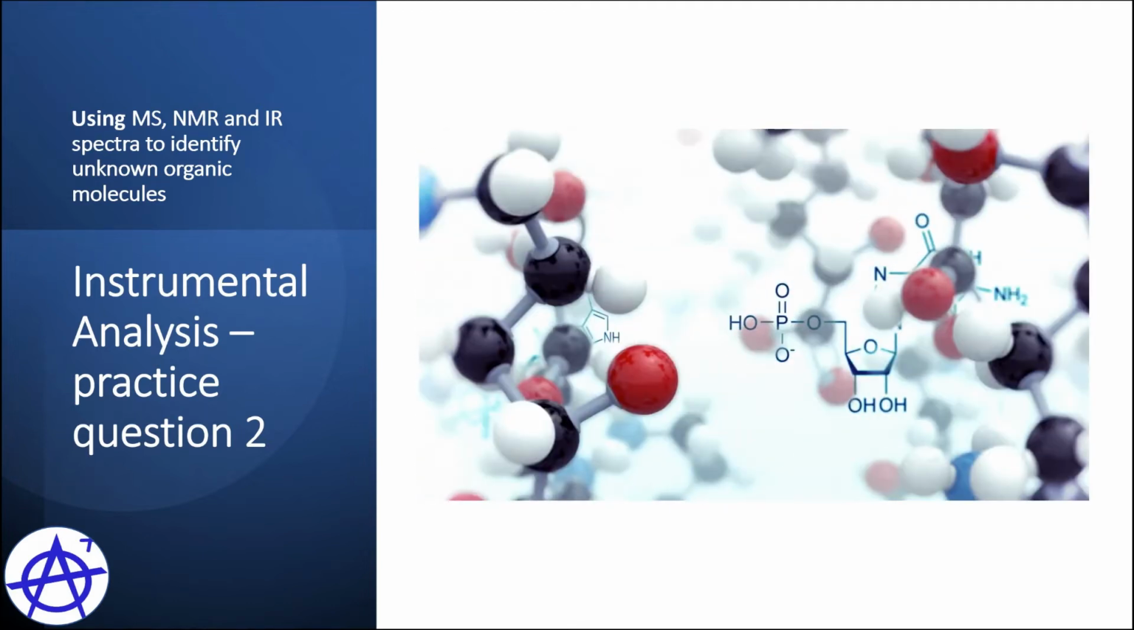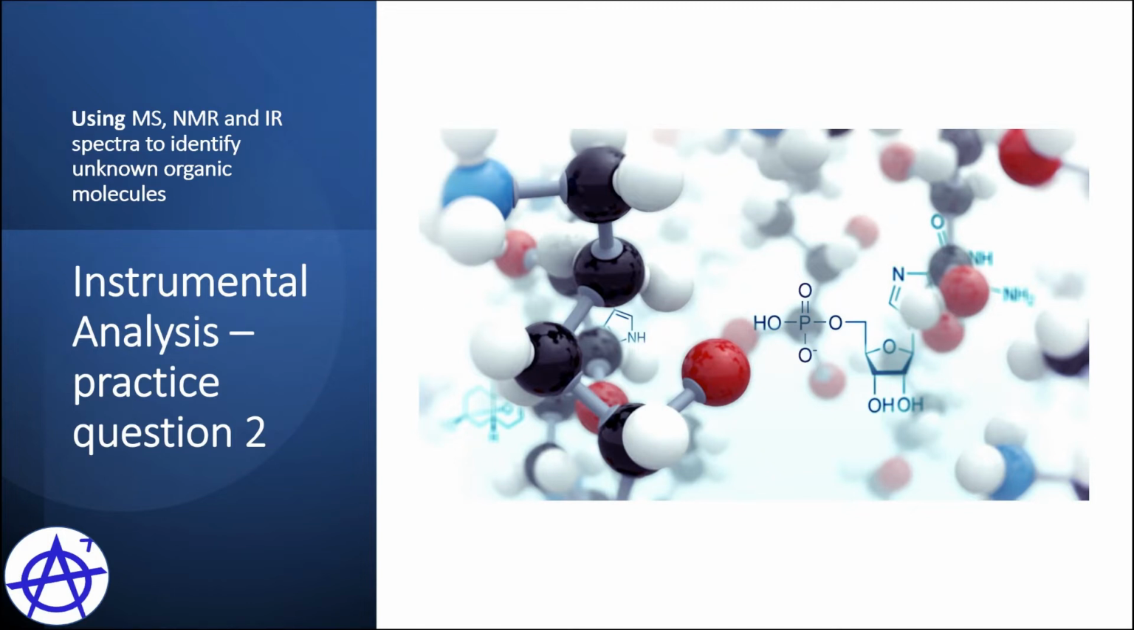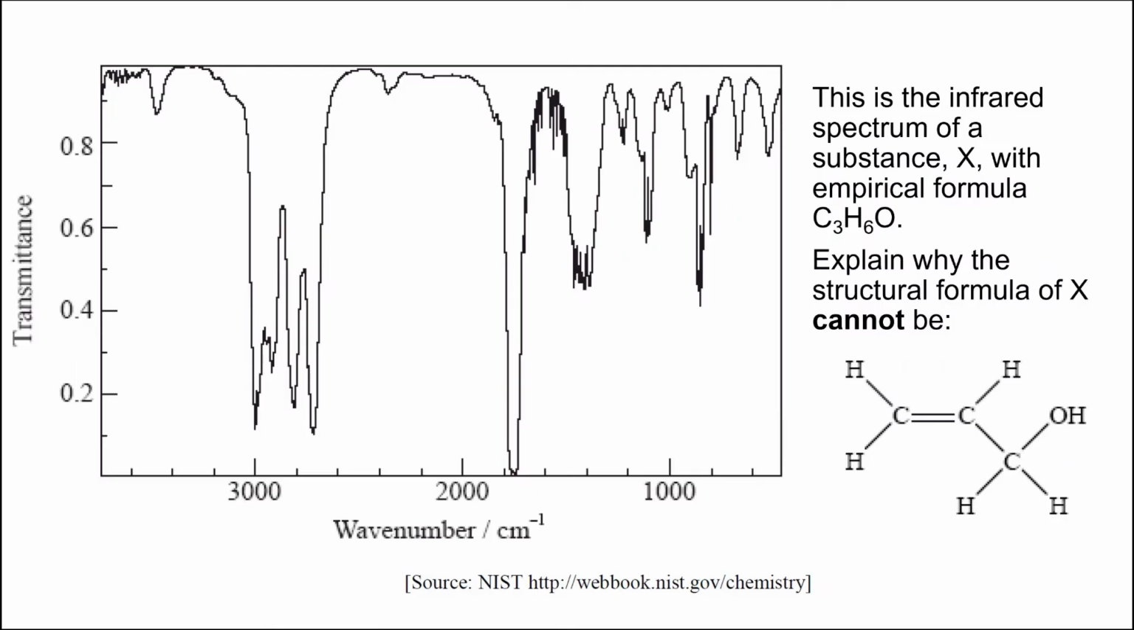This is the second question on instrumental analysis that I have recorded. I've taken this paper from a past IB paper. This time we need to identify ion X from its empirical formula, infrared spectrum, and mass spectrum. Before we do that, the question also asks us to explain why X cannot be propan-2-ol, and there are 3 reasons why.